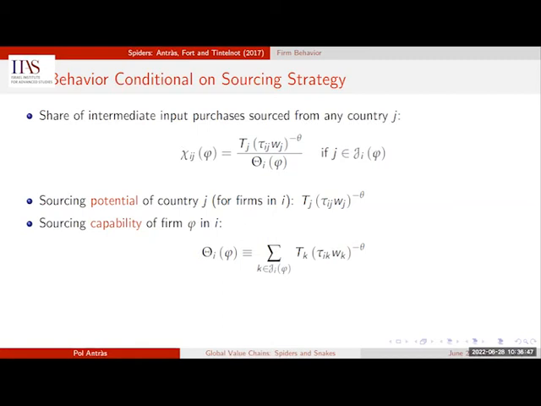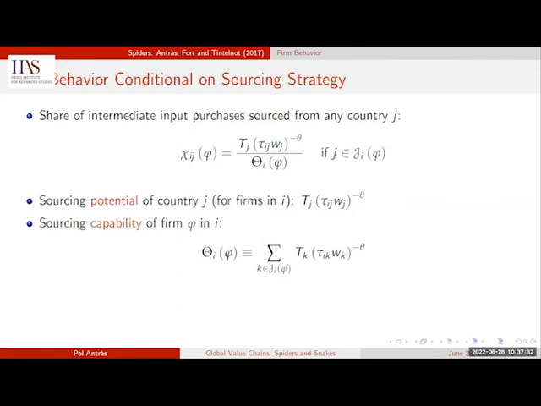Think about a firm that is small and is not sourcing from any other country in the world. It's just sourcing from the US. So the share of purchases from the US had better be one, right? That implies that the denominator should only have the US. If you're importing from the US and Mexico, the share coming from Mexico is going to be this term for Mexico divided by the sum of this term for Mexico plus this term for the US. So in Eaton and Kortum, that denominator is always J, the set of countries in the world. For firms that are endogenously choosing the set of countries they want to buy from, the denominator is endogenous. So in the paper we call the numerator the sourcing potential of country J.